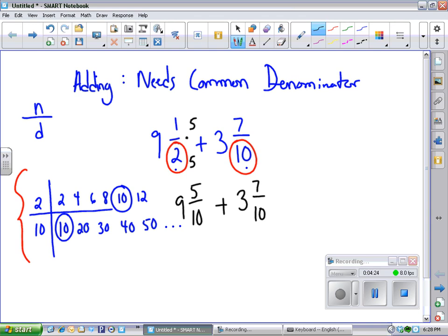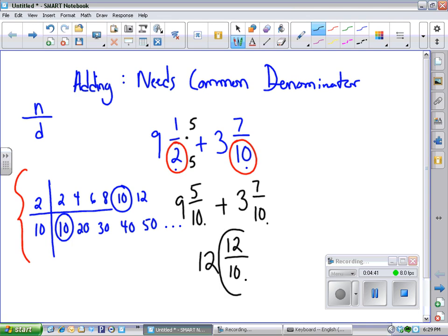Add the whole numbers first. The whole numbers are 12: 9 and 3 is 12. And then you add the numerators, 5 and the 7. That's also 12. And we're working with tenths, so that stays tenths. Okay, so we have 12 and 12/10.